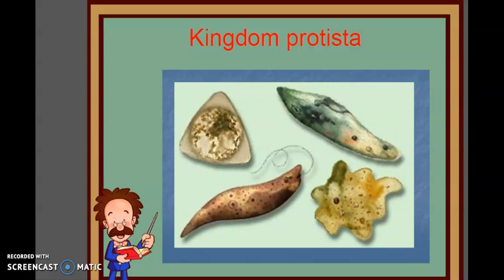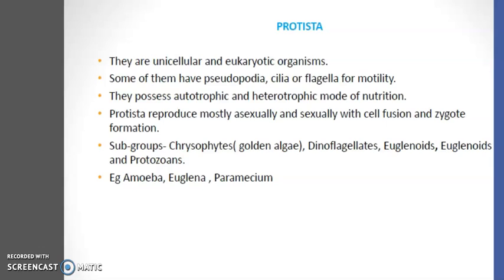The next kingdom in five kingdom classification is kingdom Protista. They are unicellular and eukaryotic organisms. Some of them have pseudopodia, cilia or flagella for motility. They possess autotrophic and heterotrophic mode of nutrition. Protista reproduce mostly asexually and sexually with cell fusion and zygote formation.